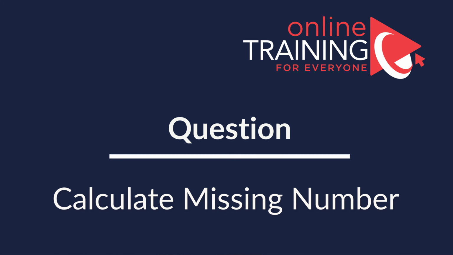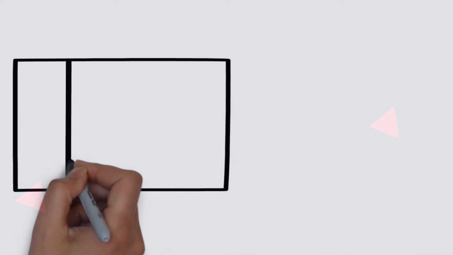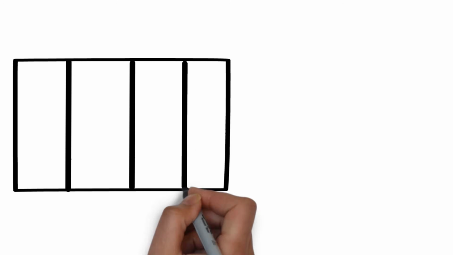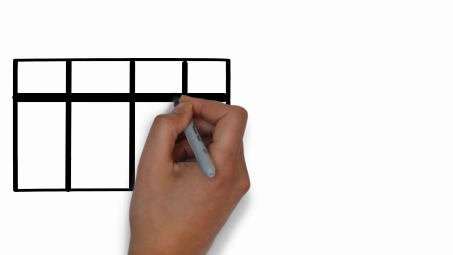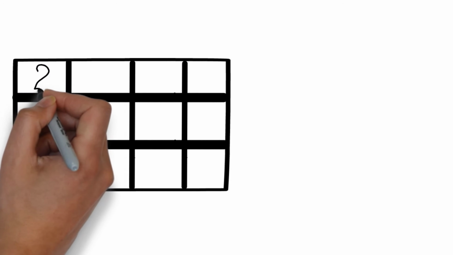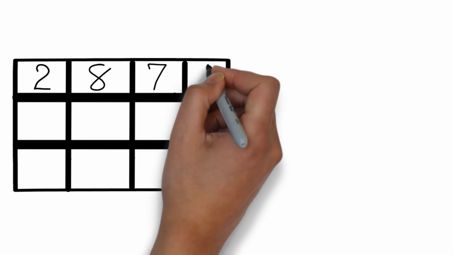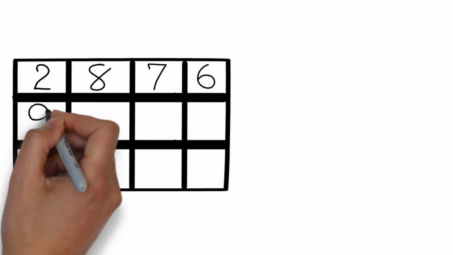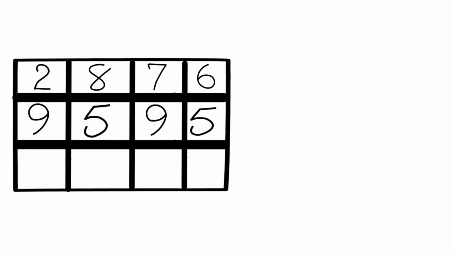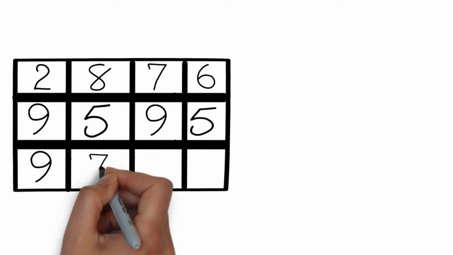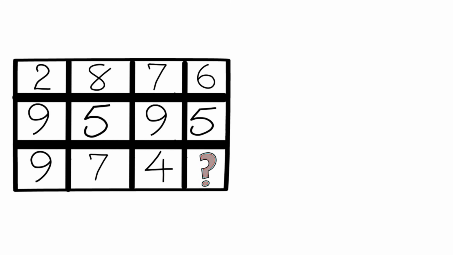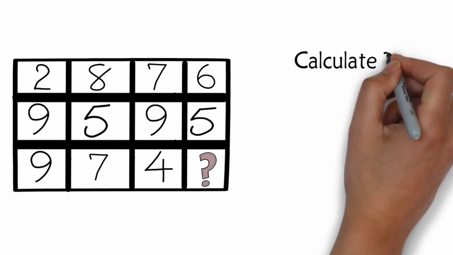Here's one of my favorite questions because it is very frequently used on a test. You're presented with a matrix, a 4x3 matrix. Each cell in the matrix has numbers. For example, the first row has numbers 2, 8, 7, and 6. The second row has numbers 9, 5, 9, 5. And the third row has numbers 9, 7, 4, and one number in the bottom right corner is missing. And this is exactly what you need to calculate.